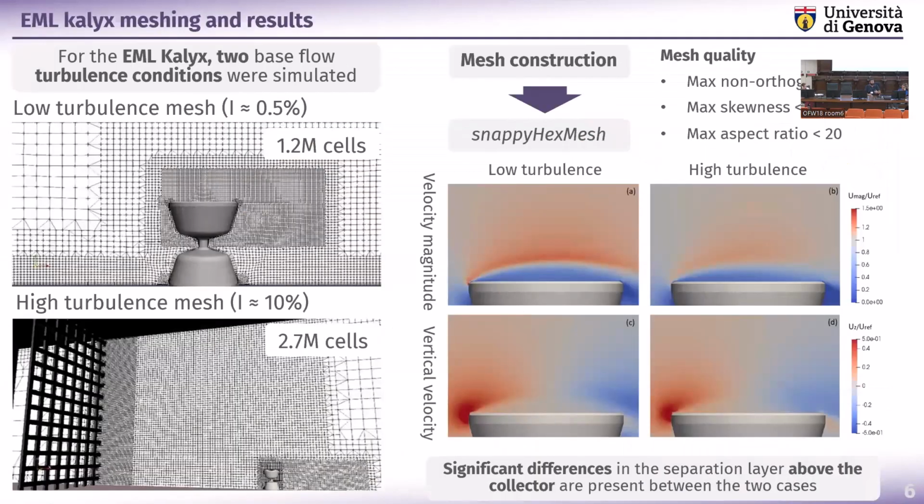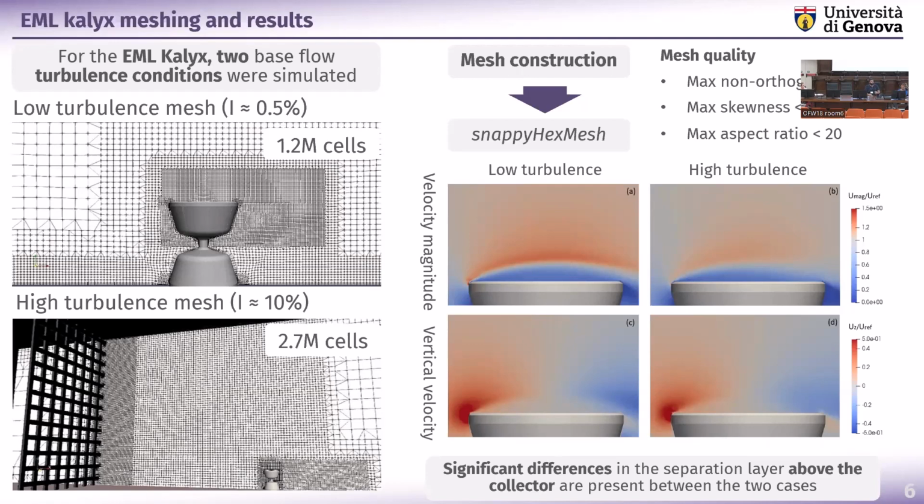Okay, and here are some first results for the EML Calyx. For the EML Calyx, two different base flow turbulence conditions were tested. Usually we are considering low turbulence, but in this case, since this gauge's position is close to the ground, we can actually have a very high level of turbulence in the base flow.